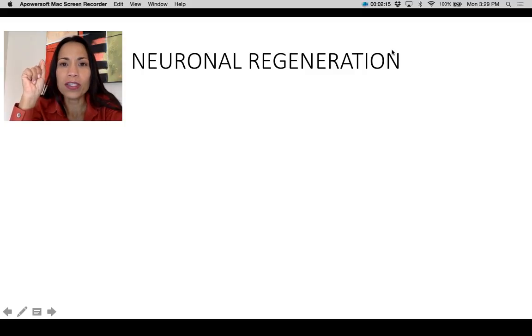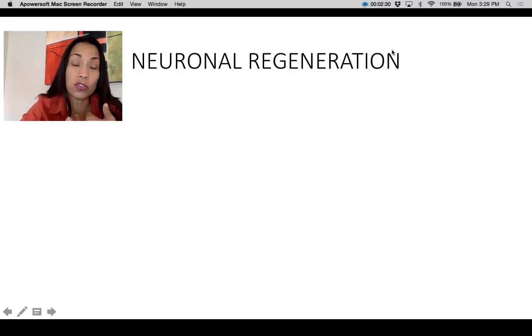Okay, now a few words about how we can repair a neuron after it's been damaged. Sadly, remember a few characteristics of these cells in the nervous tissue. One, neurons do not have centrioles. They cannot undergo mitosis after the fetal period of development. And neuroglia, they can divide. Okay, let's keep that in mind.